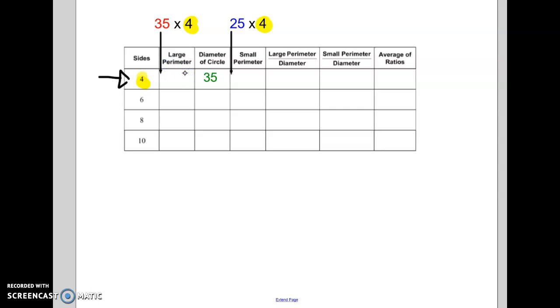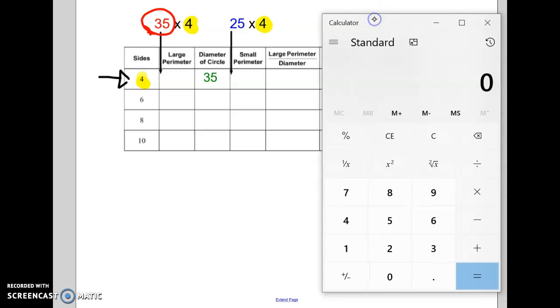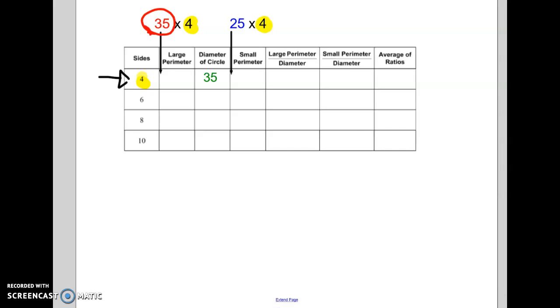Now remember, I told you that the length of the side of that square was 35. And to find the perimeter of it, you would multiply by 4. I'll move this over so you can see it. We're going to do 35 times 4, and that will give you the perimeter of your large square. I'll write this in yellow. What did I say? I didn't say 40. 140. So 140.